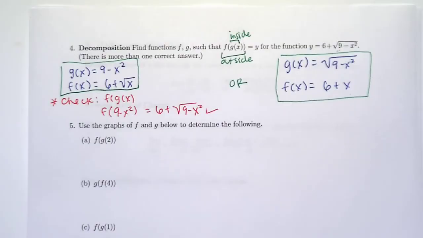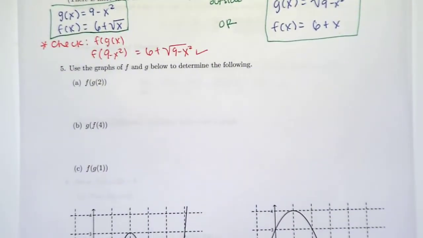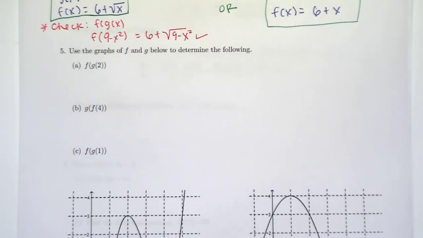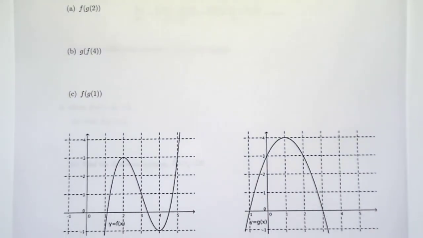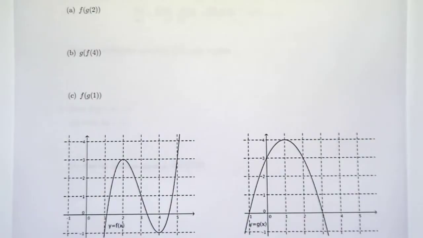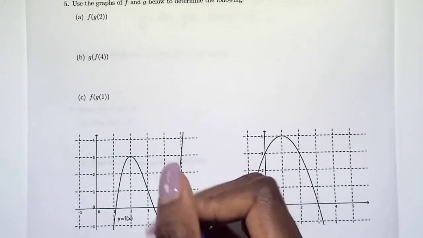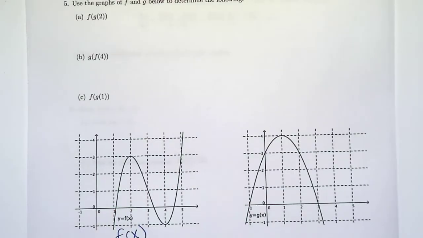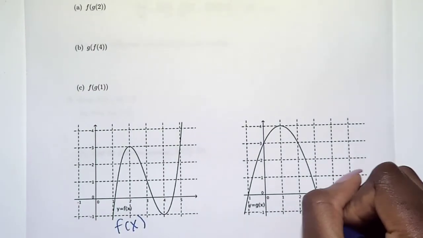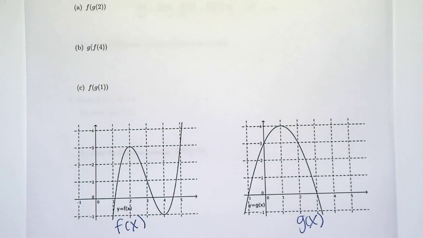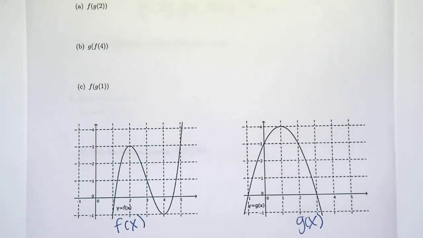Alright, so let's do this exercise because I really like this type of question here. It says use the graphs of f and g below. So here are our graphs. Let me zoom out a bit. Alright, so this one is f if you can't tell. This is f of x. And this one is g of x. So we're not given our functions algebraically, we're given them on a graph, and we have to answer these composition questions.